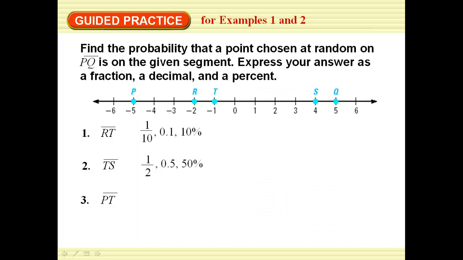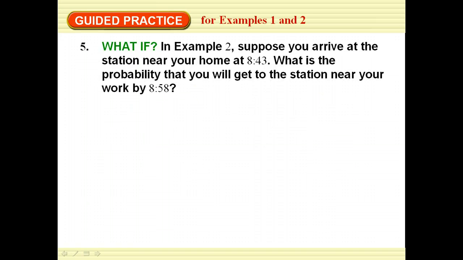PT, well, I can see that PT is 4, so 4 out of 10 is 2/5, which is 0.4 or 40%. And RQ looks to be 7, so 7 out of 10, which is 0.7 or a 70% chance.